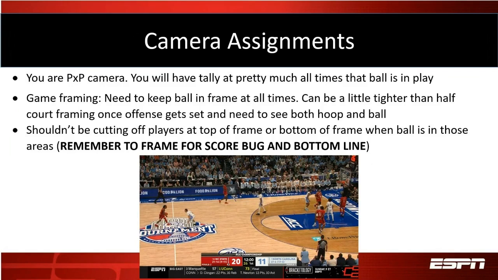That means that you need to keep the ball in your frame at all times, and more often than not, you're seeing all 5 players on both teams on the floor, especially after they cross half court and they get set in their offense. Something to remember is that you need to frame accordingly for the score bug and for the bottom line. Now that bottom line will only be there if you are working a linear show, but that score bug will be in that lower center location, no matter if you're a linear show or a digital show. So you need to remember to frame accordingly with the score bug and potentially with that bottom line.